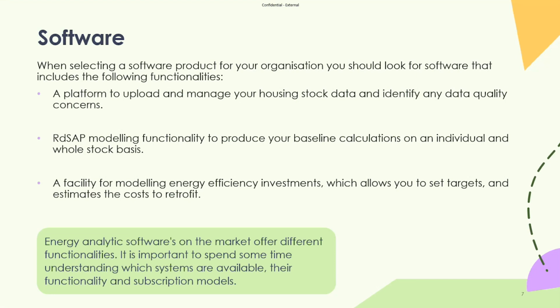So in terms of software then, when selecting a specific software product for your organization, some of the things you want to look for, as I said, is the platform to upload and manage your stock and identify any kind of data quality concerns. The second is what modeling functionalities it has. So that can be anything from baselining your current energy performance for each home, and then also looking at that last point there, facilitating actual modeling investments. So setting different targets and estimating the cost of those retrofits.